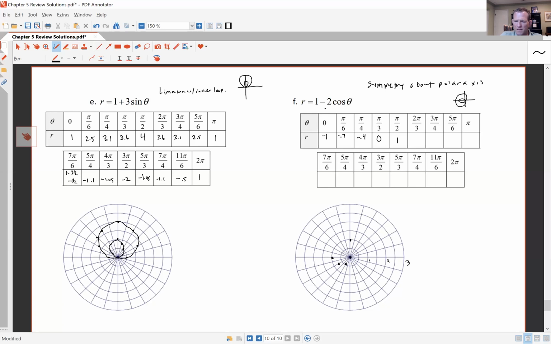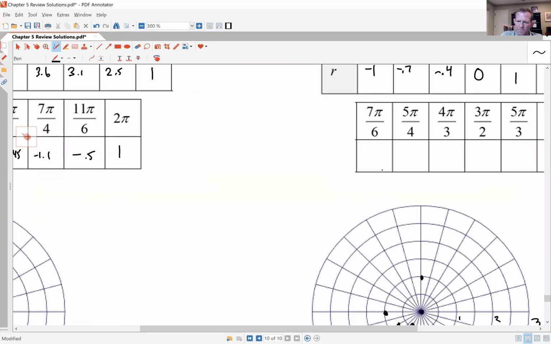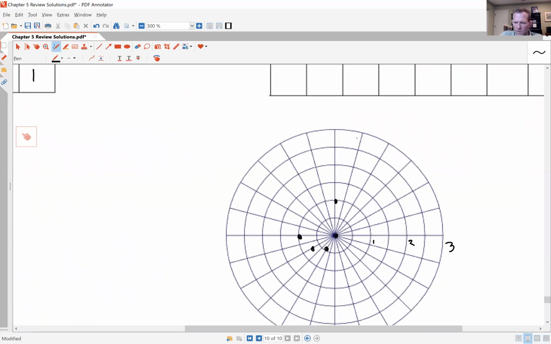So that means between pi over 3 and pi over 2, we had some positive r's there, which means the graph is going to spend just a little bit of time in quadrant 1. It looks like that. And then between pi over 3 and pi over 2, it had a positive r. So we're getting that loop inside that.